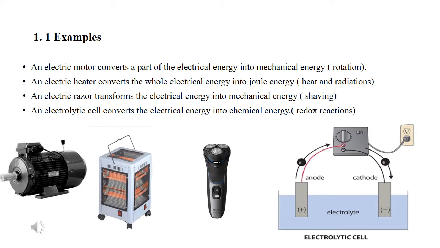Another one is the electrical heater, which converts the whole electrical energy into joule energy, for example, heat and radiations. The electric razor transforms the electrical energy into mechanical energy, shaving. And the last one, the electrolytic cell, converts the electrical energy into chemical energy characterized by the redox reactions.